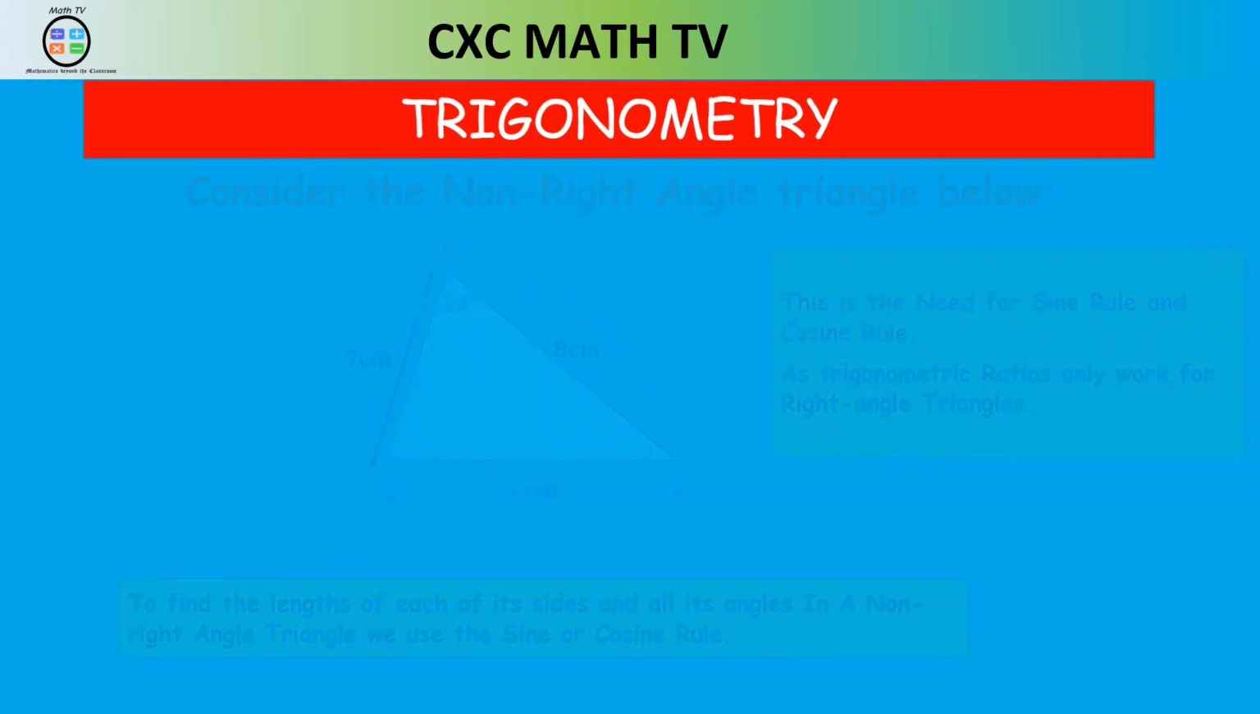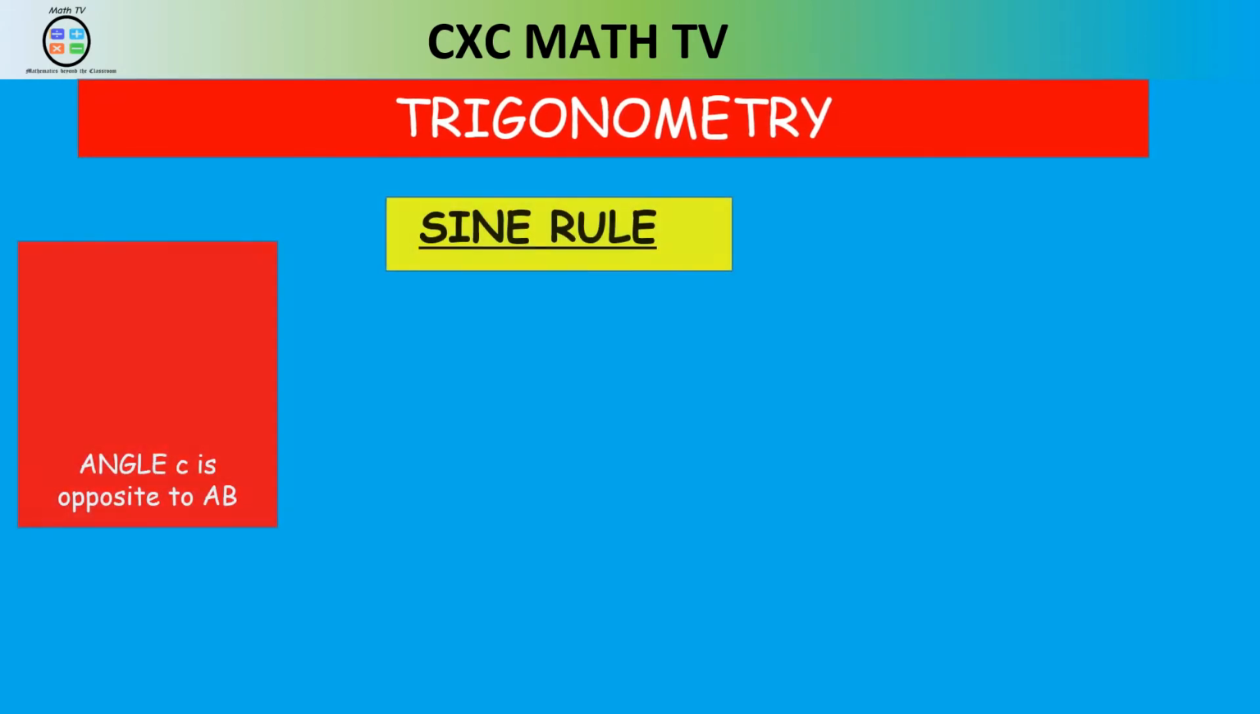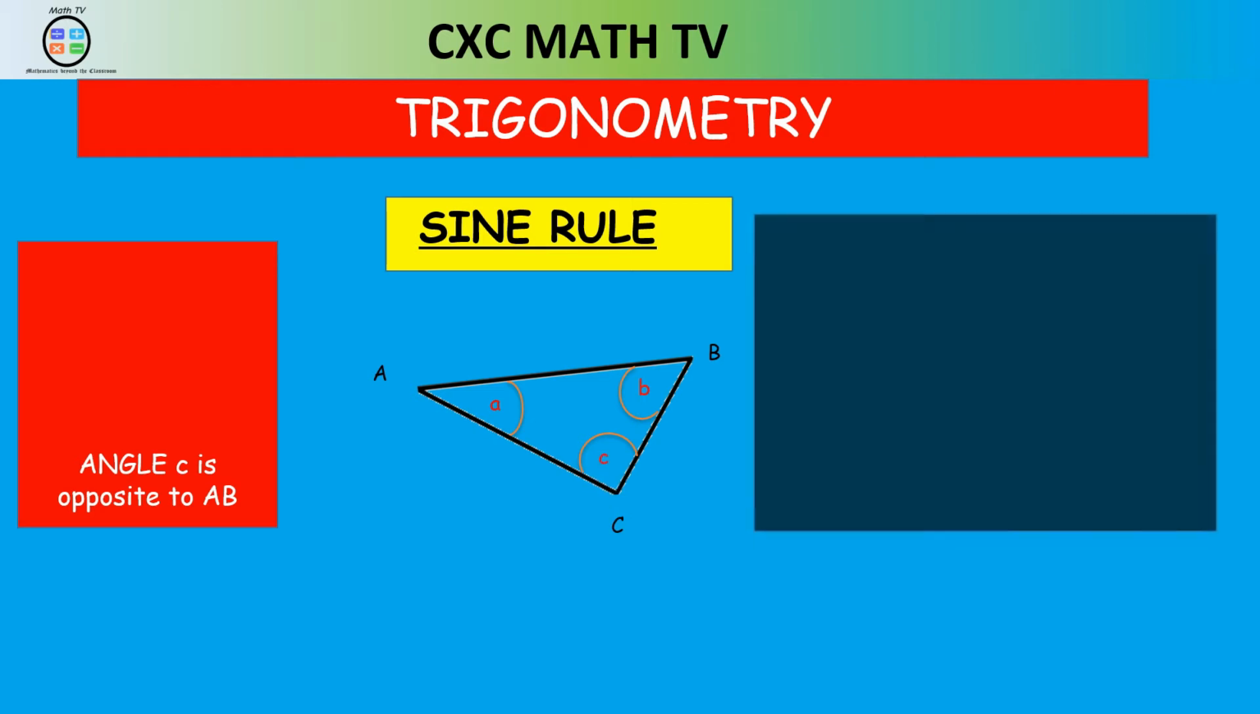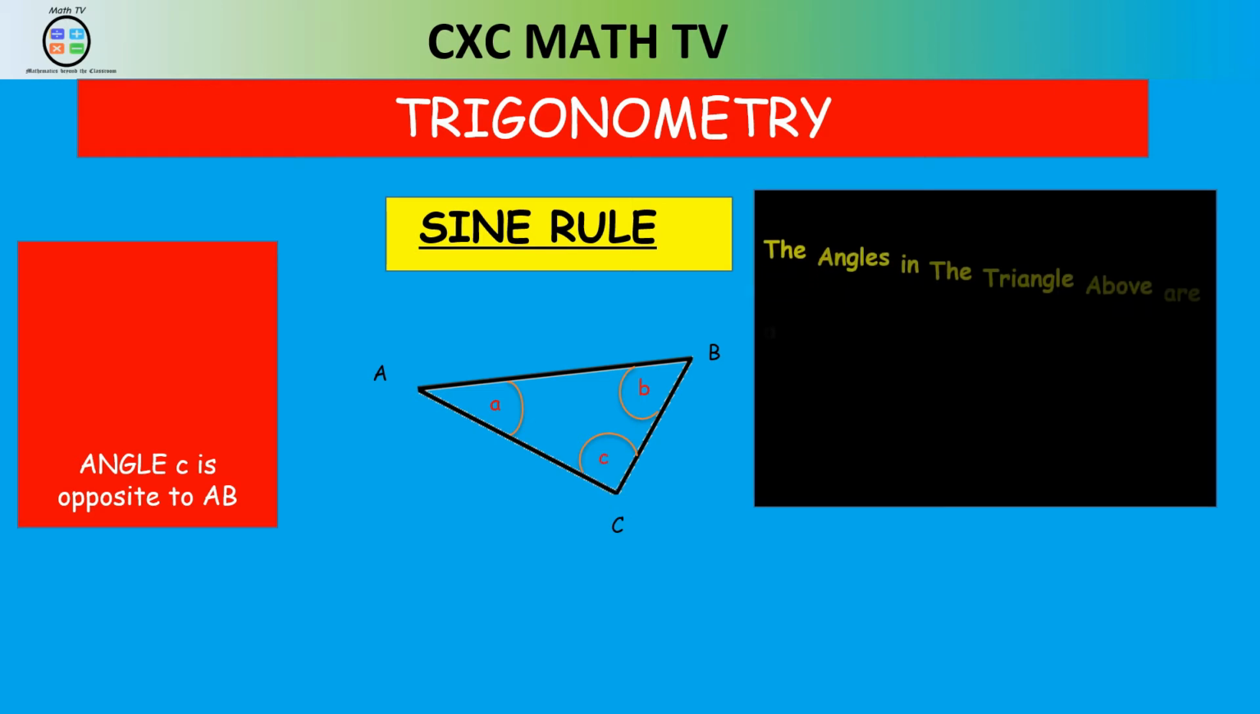What is this sine rule? Consider this non-right angle triangle right here, triangle ABC, which has angles A, B, and C. The sine rule states that the sine of the angles and the opposite sides inside the triangle are in a constant ratio. What do we mean?